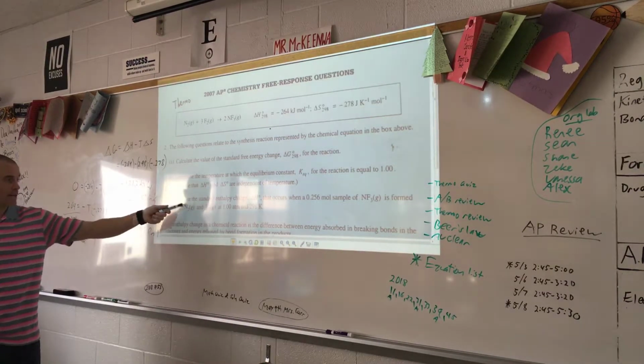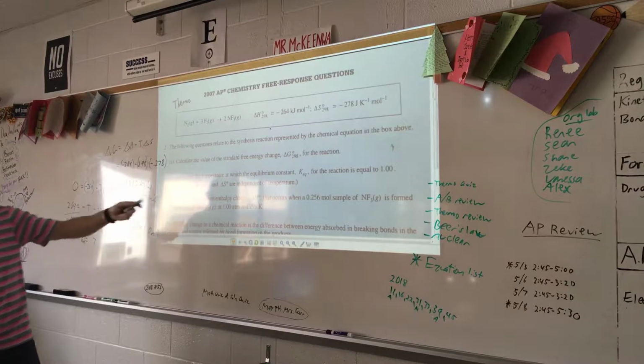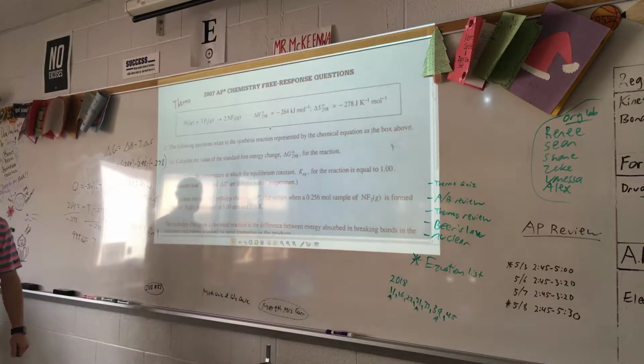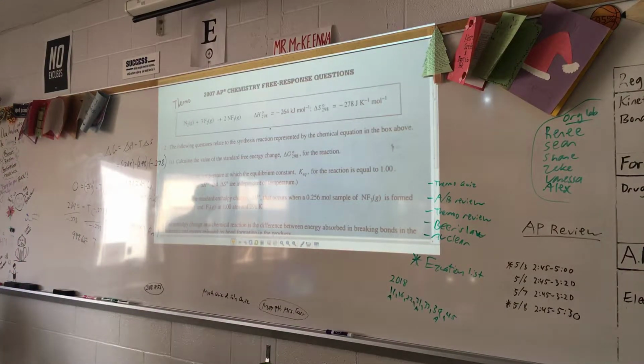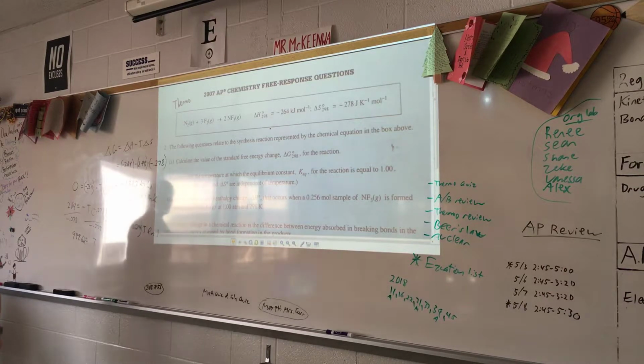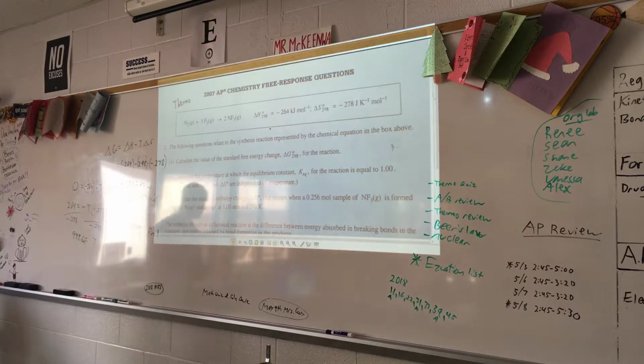So part C, calculate standard enthalpy change, so delta H, that occurs when 0.256 moles of NF3 is formed from N2 and F2 at 1 ATM and 298. So solve for delta H from 0.256 moles. Remember, delta H is kilojoules per mole. So we have to think about that. Let me find this key so we can check ourselves.